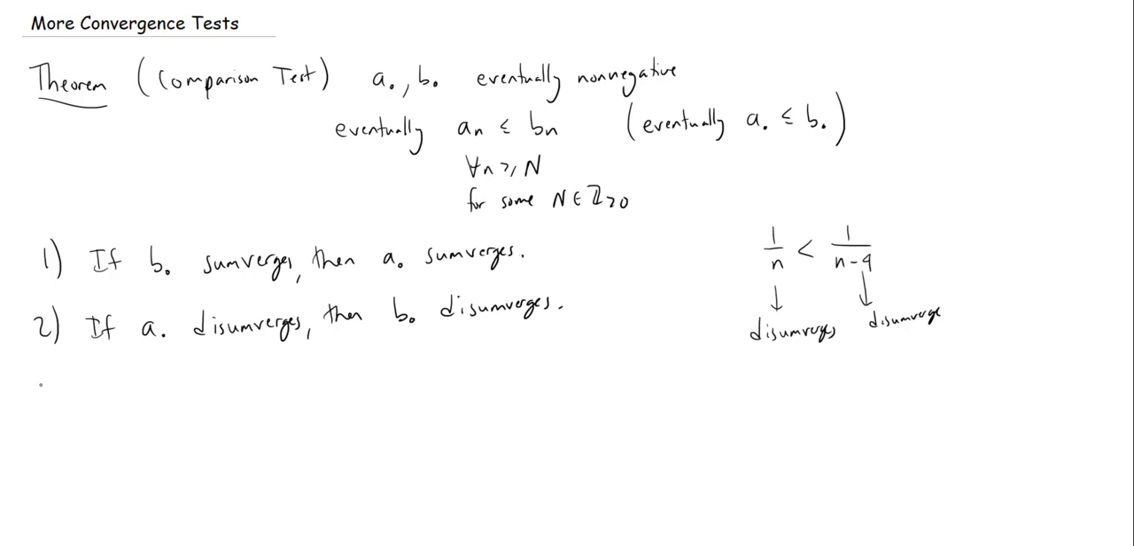Okay, to do the next theorem, we're going to need a definition. So the next theorem is going to be the absolute convergence test. So I have to tell you what absolute convergence means. So a sequence A, we're going to say that it converges absolutely, or absolutely converges, if the sequence you get by taking the absolute value of every term in the sequence A, if that sequence converges.